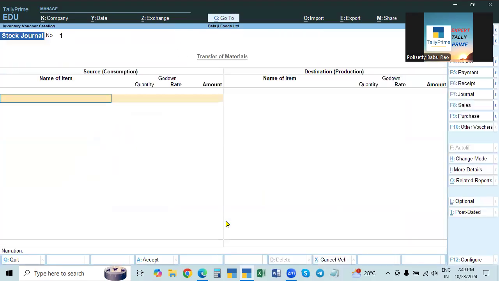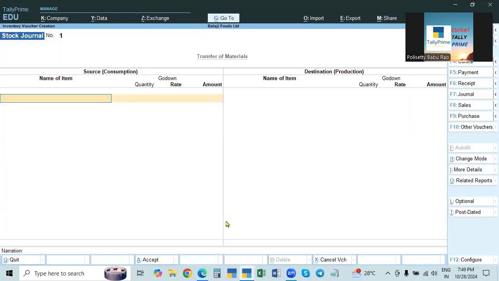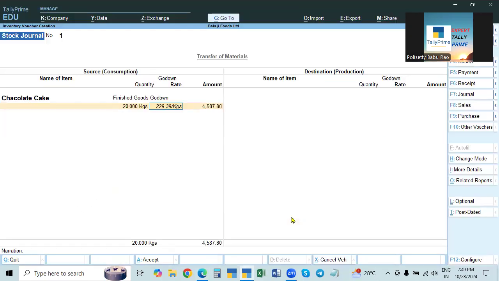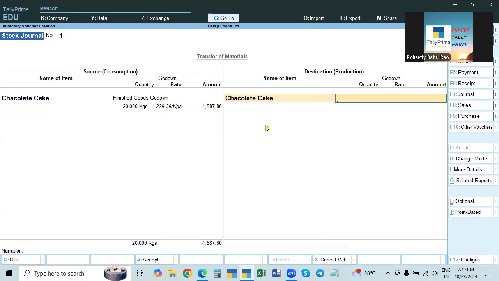Now go to voucher, Alt F7, on the same date, second April. We are transferring the chocolate cake from finished goods. How much quantity are we transferring? Only 20 kgs, not 30 kgs. Manufactured 20 kgs at the rate of 210.39. Here, the same chocolate cake we are transferring to bakery, the same 20 kg.